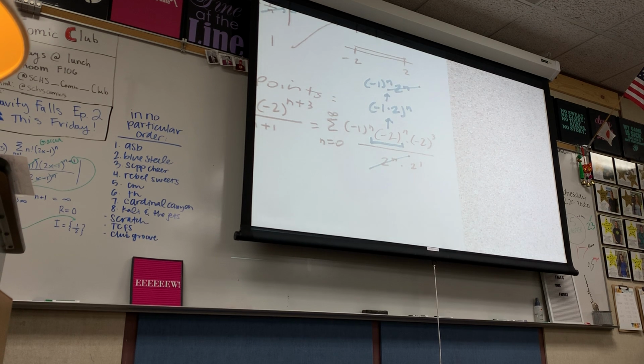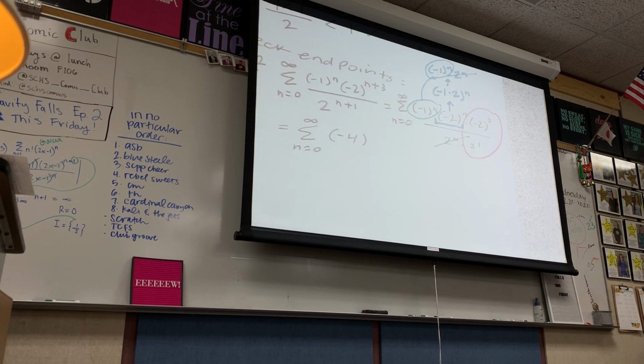Also, this and this. This is getting crazy. -1 to the n times -1 to the n makes -1 to the 2n. Everyone, -1 to the 2n is positive. So, all that's left is this over here. That's it. What number does that reduce down to? Yep. Just -4.